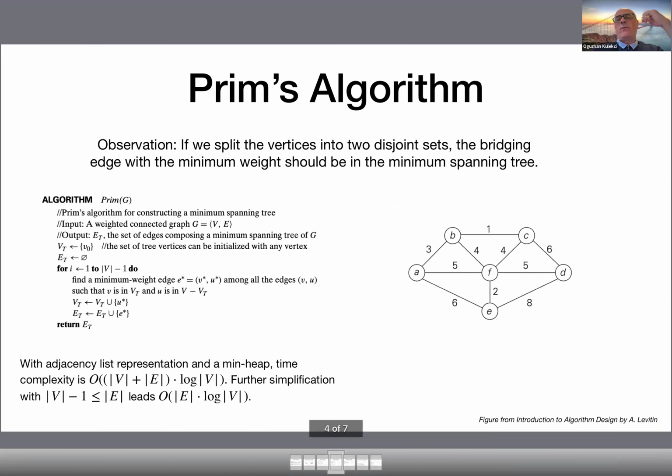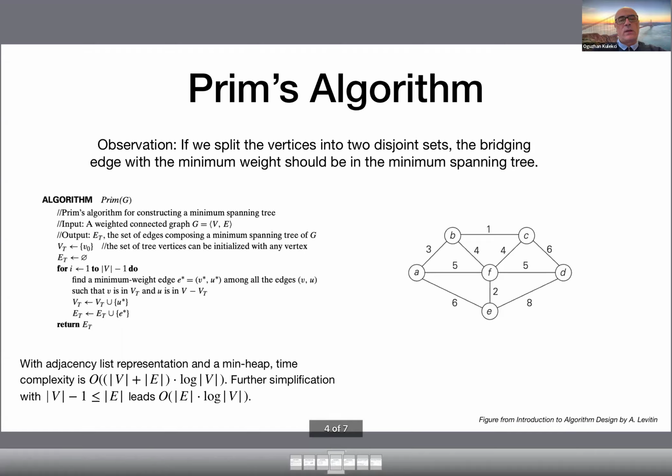What would happen if I did not start with A, but let me say I start with F? Please try to do this on your own, okay? And you will see that at the end, the total minimum cost will not change. Maybe you might have different edges in your tree, but the minimum cost will never change. So that is Prim's algorithm.